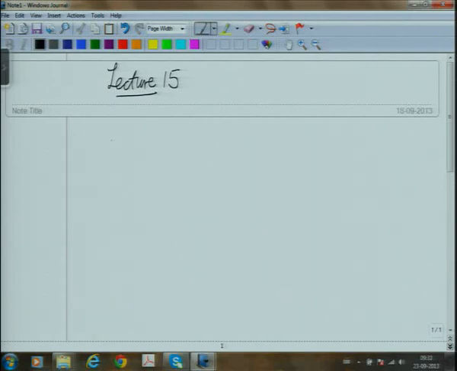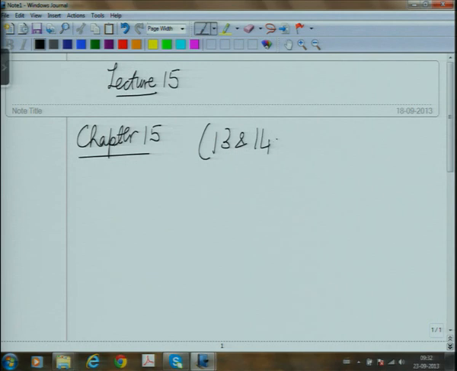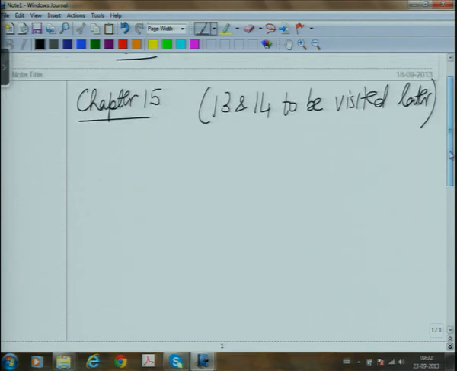So, basically that means I am now coming to chapter 15, with 13 and 14 to be visited later. The problems in the tutorials will continue, they will still do problems from 13 and 14 because you have done these things.